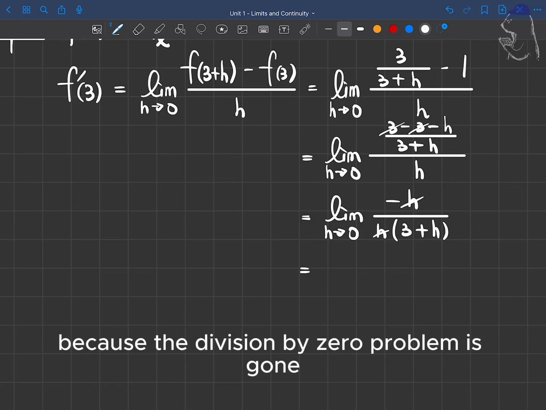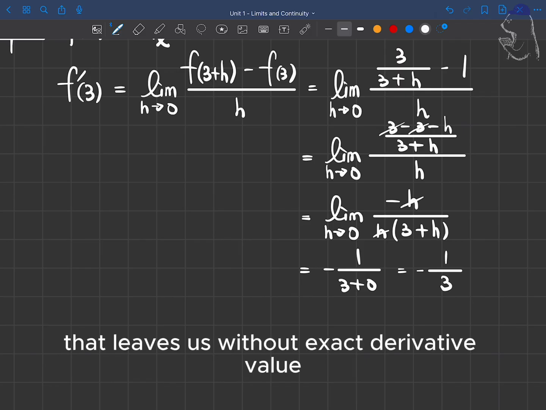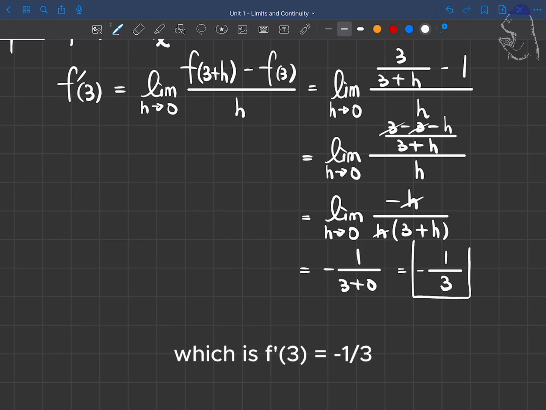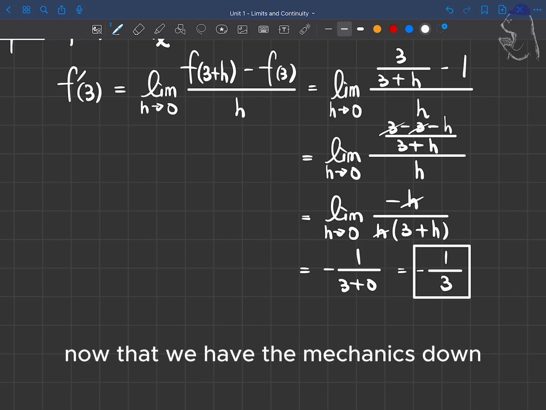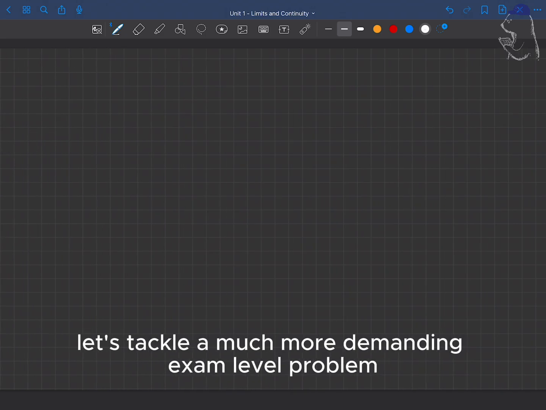And finally, because the division by 0 problem is gone, we can safely evaluate the limit by letting h go to 0. That leaves us with our exact derivative value, which is f prime of 3 equals negative 1 over 3. Now that we have the mechanics down, let's tackle a much more demanding exam-level problem.